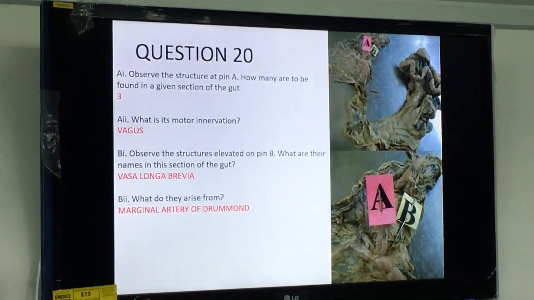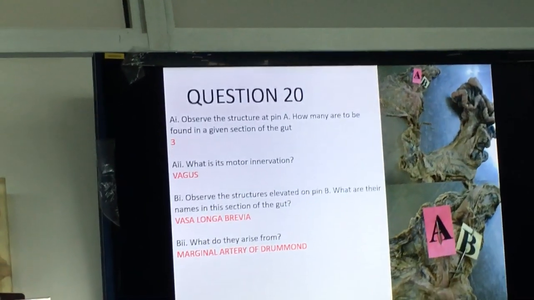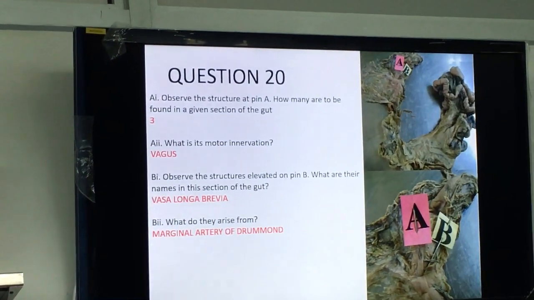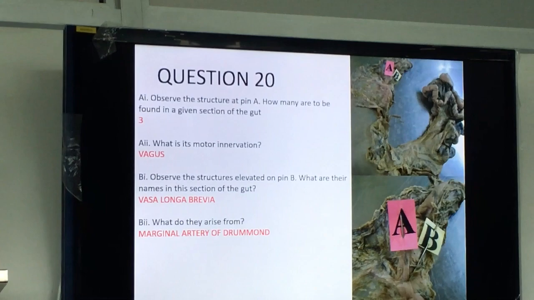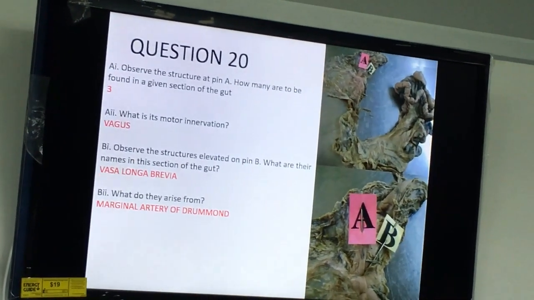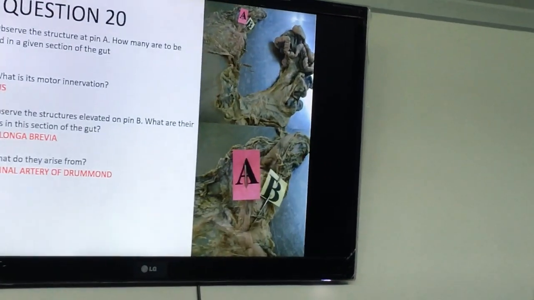Next one. Observe the structure at pin A. Well, I can't see so well, but I can assume what it is. How many are to be found in a given section of the gut? So clearly you know what that is. That's the tinea. Yeah, that's the tinea.